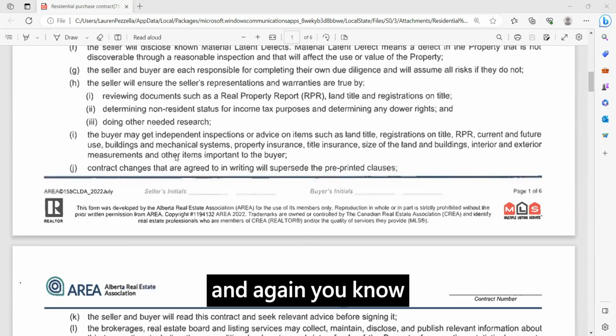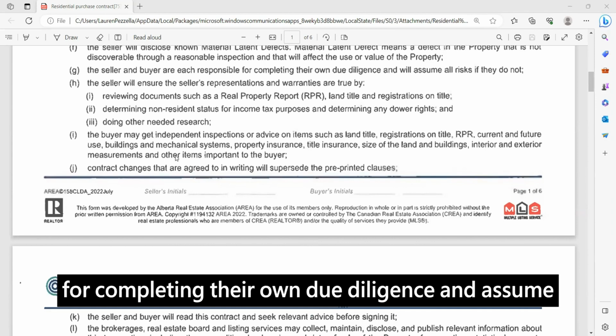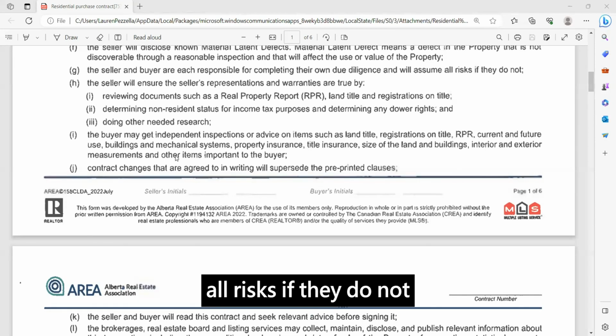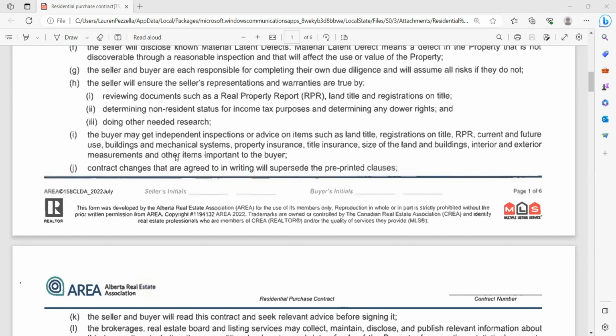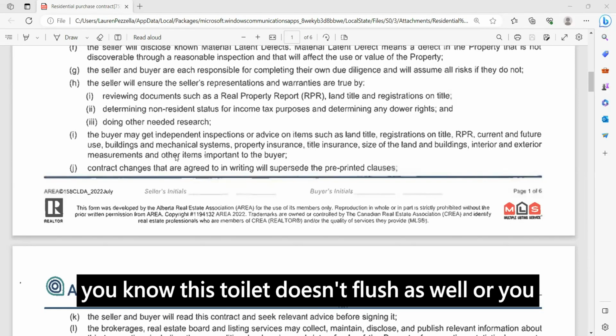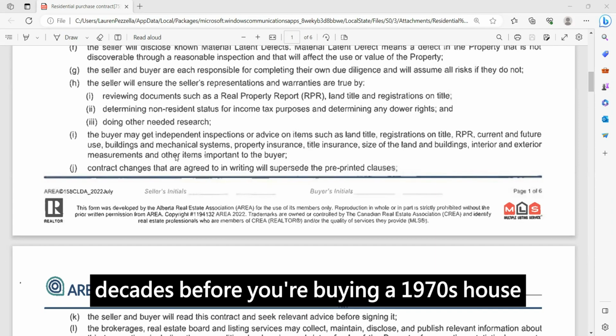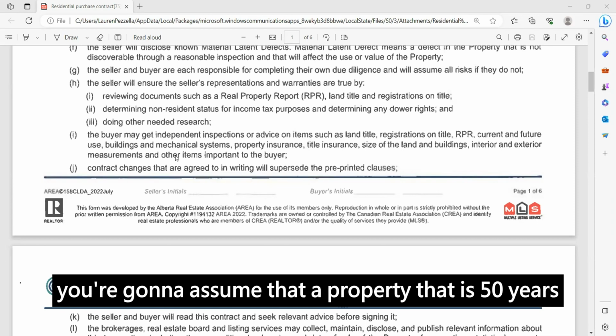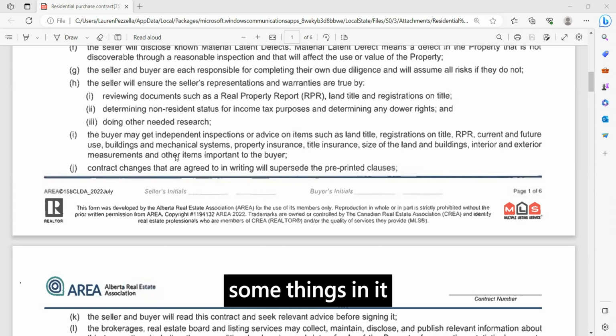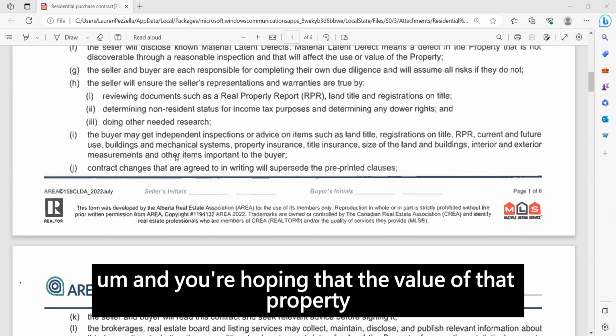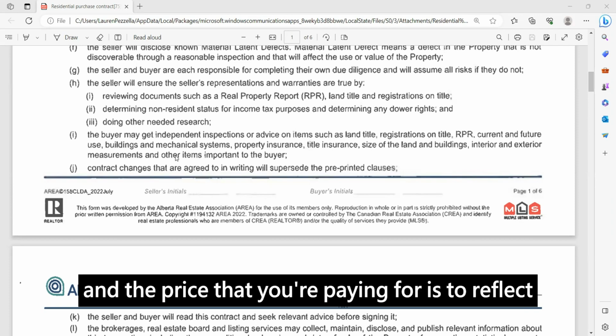And again, the following one under G is the seller and buyer each responsible for completing their own due diligence and assume all risks if they do not. That kind of goes to the little things, right? This toilet doesn't flush as well, or we're talking about items that have built up decades before. You're buying a 1970s house. You're going to assume that a property that is 50 years old is going to have some things in it. And you're hoping that the value of that property and the price that you're paying for it is going to reflect those issues.